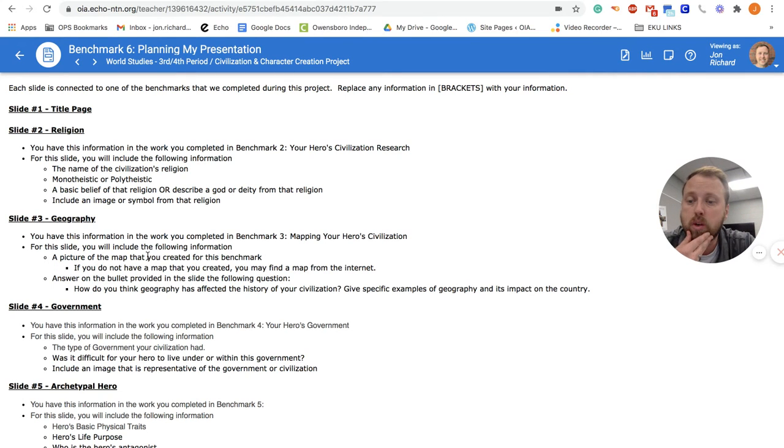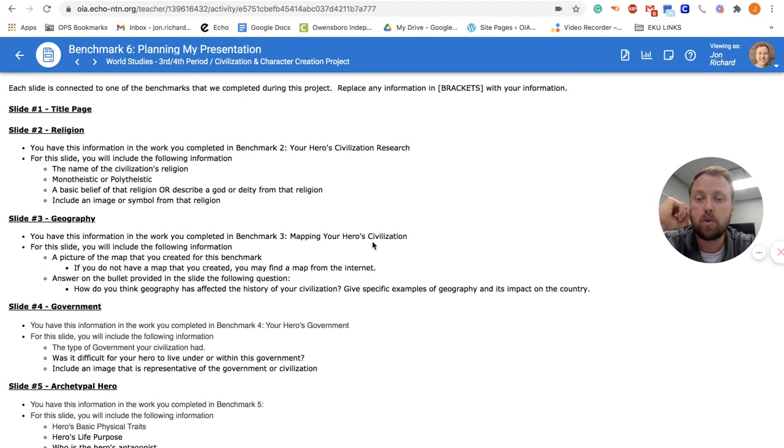So for this slide, you will include the following information. A picture of the map that you created for the benchmark. So you have a picture of that map. It is in the actual Benchmark 3, or you can take another picture of it if you want a better picture. Now, if you do not have the map that you created, you can find a map on the internet and use a map from the internet.